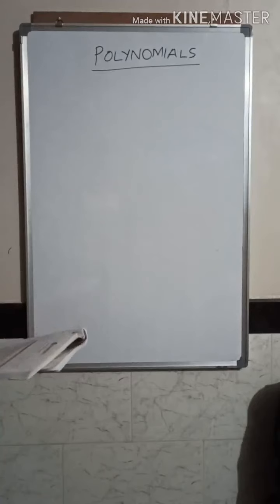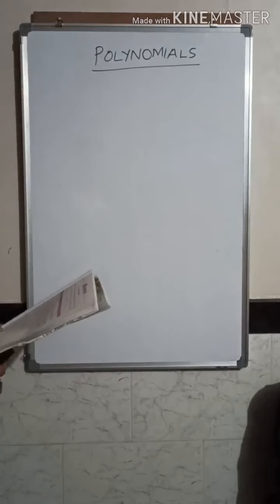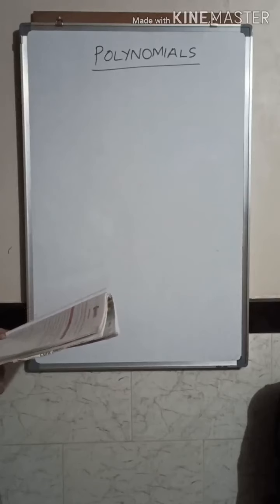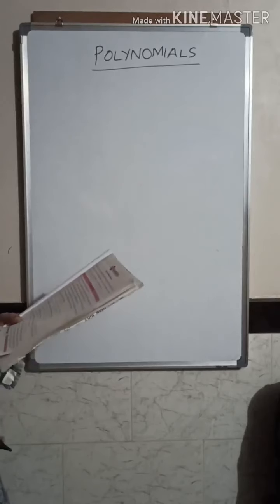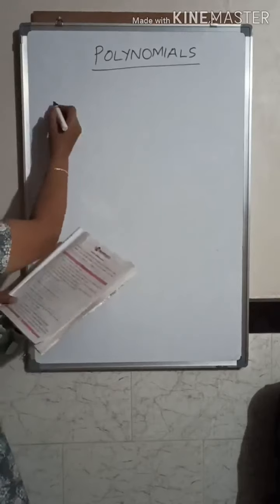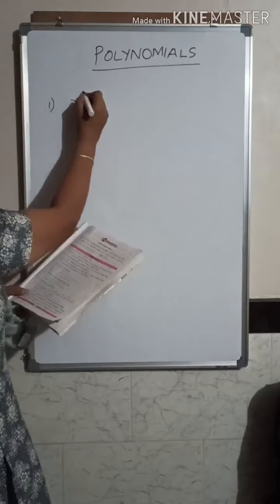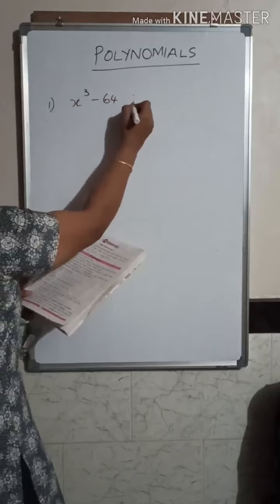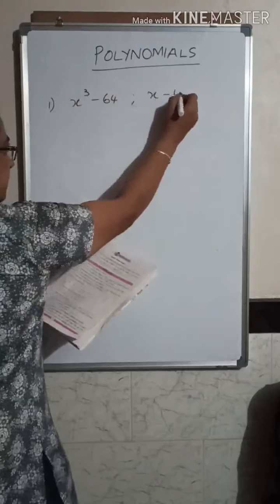Now you have got the next problem, fifth problem, that is division of the polynomial. Divide the first polynomial by the second and write the answer in the form of dividend is equal to divisor into quotient plus remainder. So the first problem you have got x to the power of 3 minus 64. This you have to divide by x minus 4.